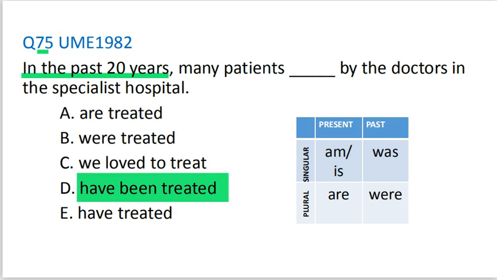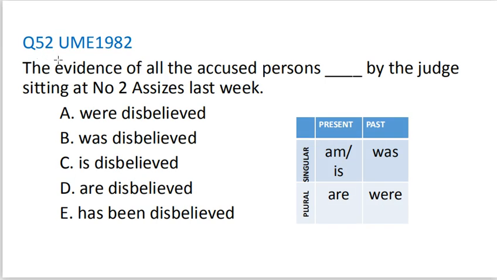To the next question, that is question 52, UME 1982. The evidence of all the accused persons dashed by the judge sitting at number 2 as it is last week. A. Were disbelieved. B. Was disbelieved. C. Is disbelieved. D. Are disbelieved. E. Has been disbelieved. This question is a combination of passive question and concord question.